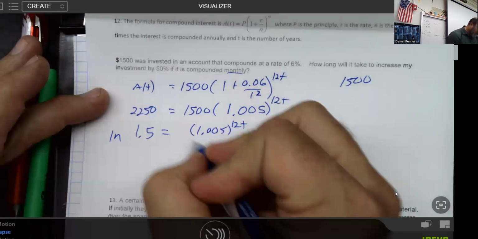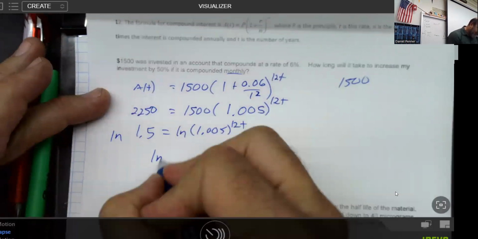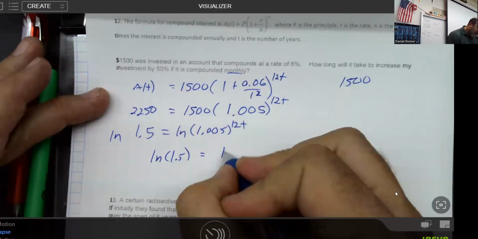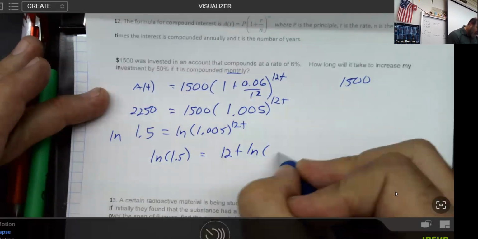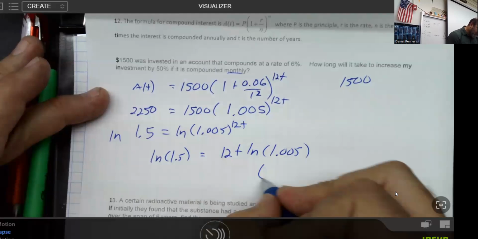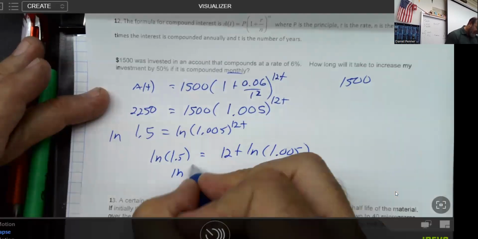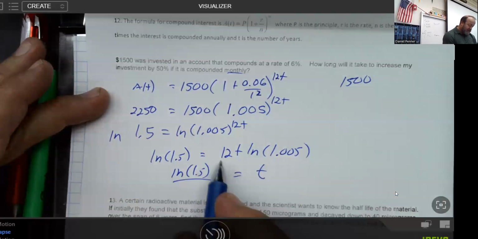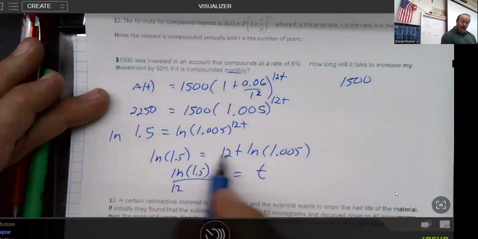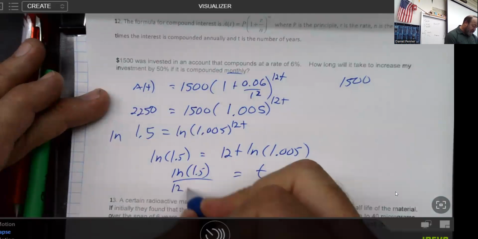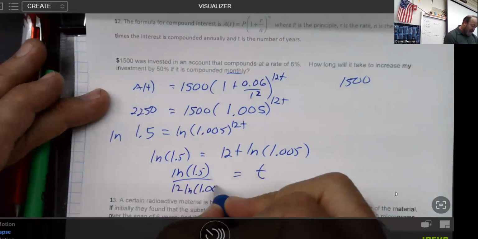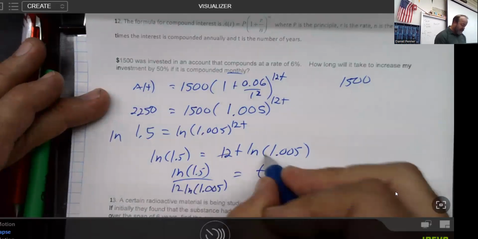We're going to take the log of both sides. This is 12t times the log of 1.005. So t would be the natural log of 1.5. I need to divide both sides by 12 to make this go away. And I need to divide both sides by the natural log of 1.005 to make this portion here go away.